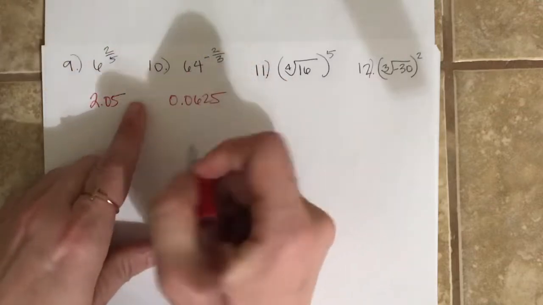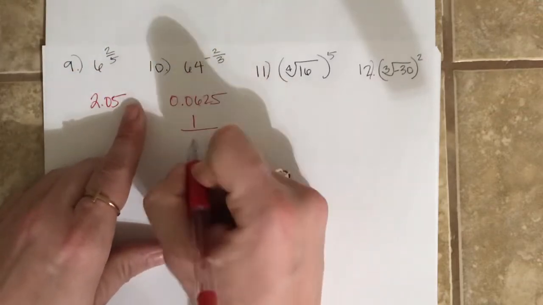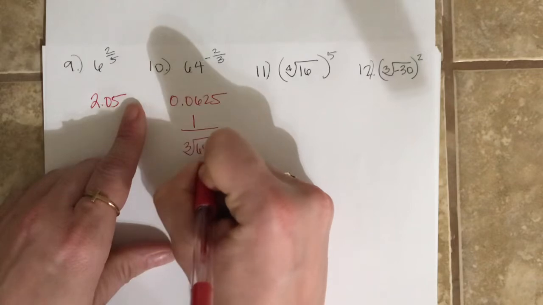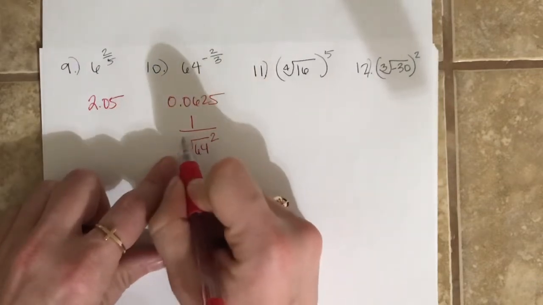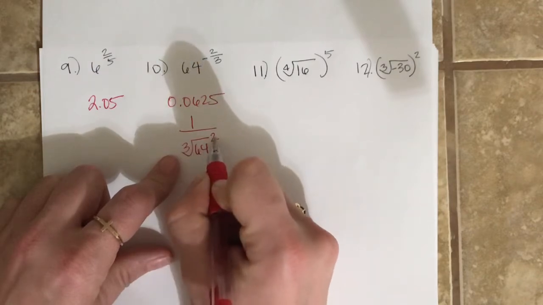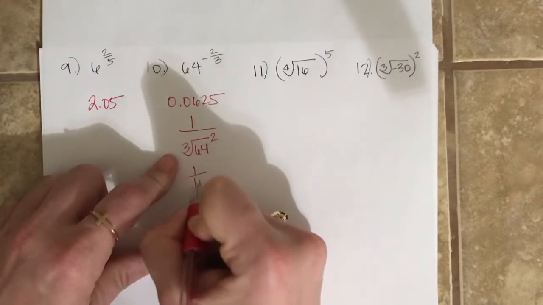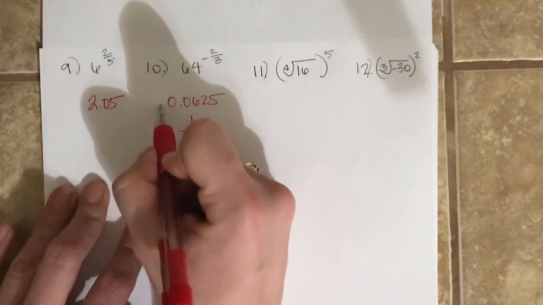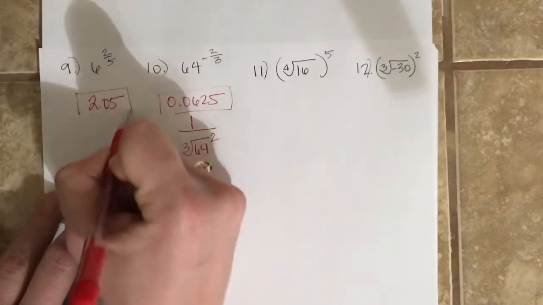This is 1 over 64 to the 2/3, so the cube root of 64 squared. Well, the cube root of 64 is 4. So 4 squared is 16, so this is 1/16. Okay, but they wanted us to do these in the calculator, so there's those.